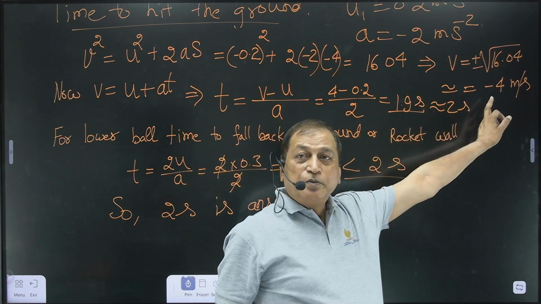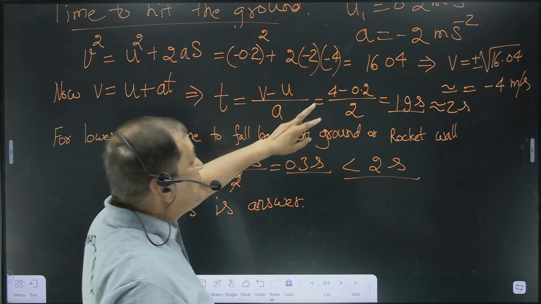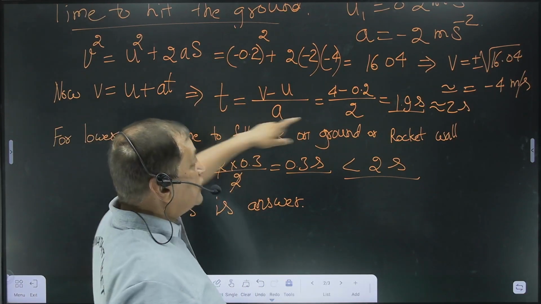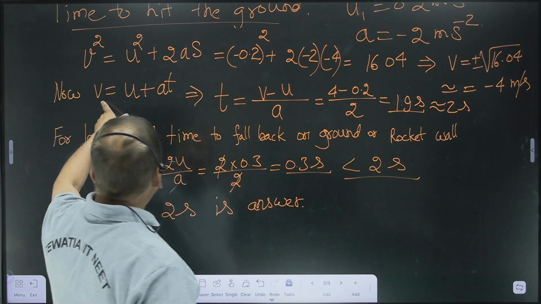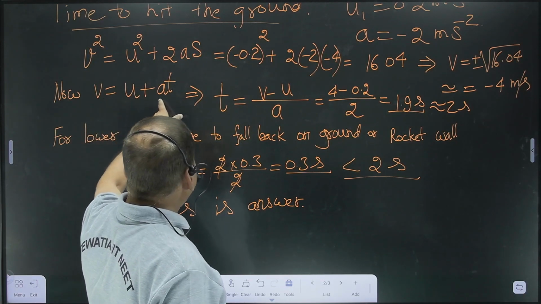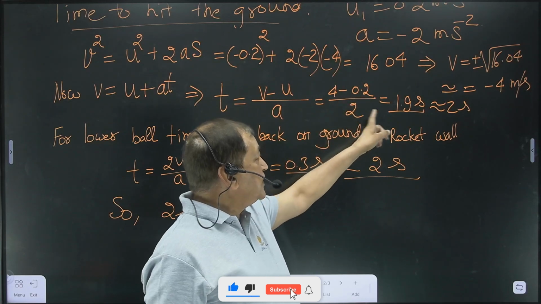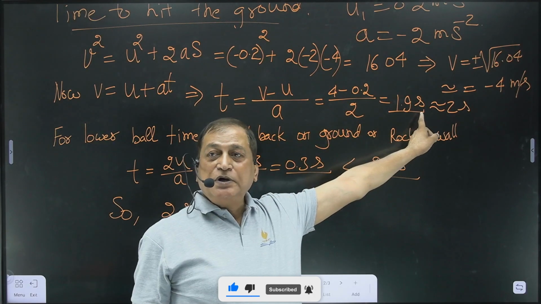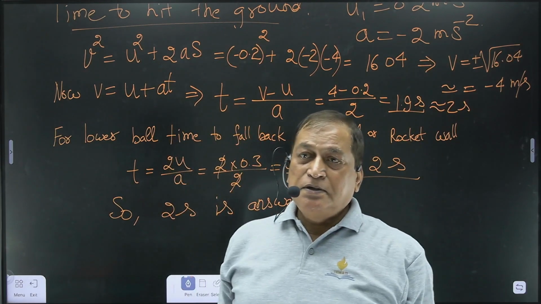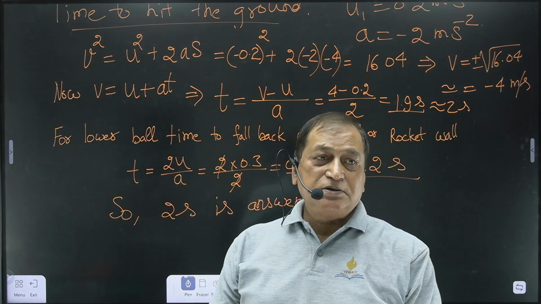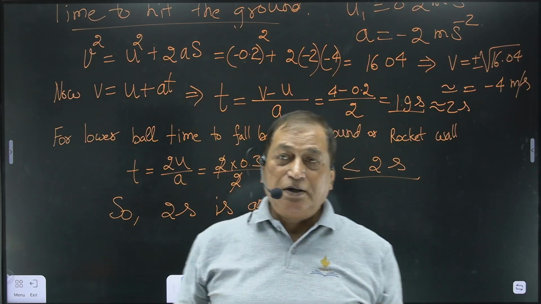V is 4 meter per second. And once we get the final velocity 4 meter per second to hit the ground, it is actually minus 4 because velocity is downwards. So then we calculate from this equation v is equal to u plus at. So time is v minus u by a. So 4 minus 0.2 divided by 2. So that comes out to be 1.9 second. So this 1.9 second is shorter than 8 second. So the balls will collide on the ground, not in the air.